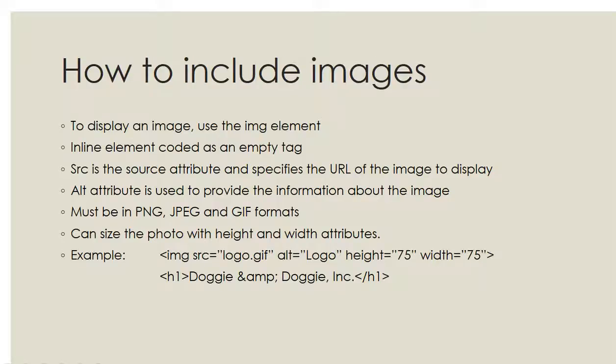Now we're going to talk about including images. You're going to use the IMG element to display an image, and it's an inline element. It's coded as an empty tag, so you're not going to have the slashes to end it. The SRC is the source attribute, and that's going to have your URL of where to go. And an alt attribute, which is really helpful, provides information about the image in case it can't be displayed or the page is being accessed using a screen reader, which is essential for visually impaired readers because it will just read it back to them.